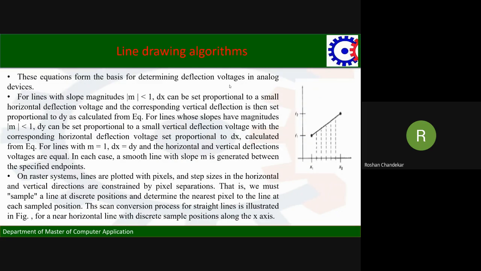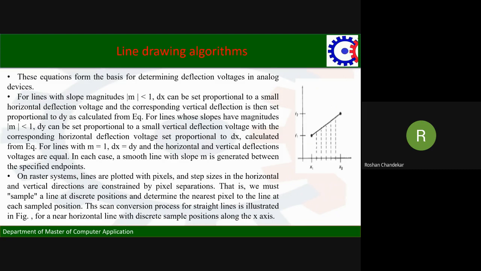Then the equations that we have determined are for deflection voltage in an analog device. Now, how do these equations, delta x and delta y, determine the deflection voltage? By using the delta x and delta y values, we increment the value of x for plotting our pixels to generate a line by using the slope.